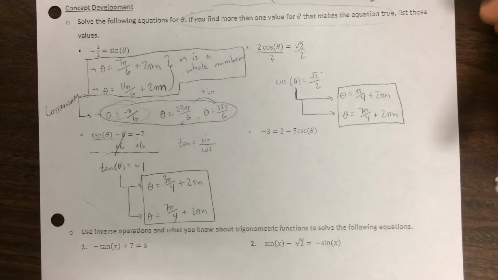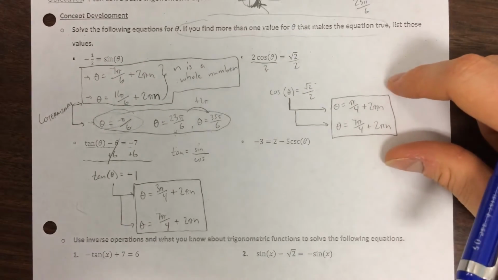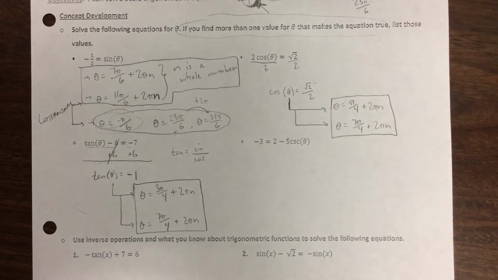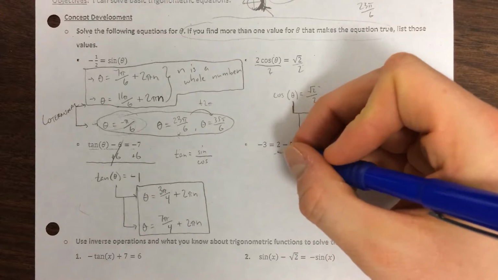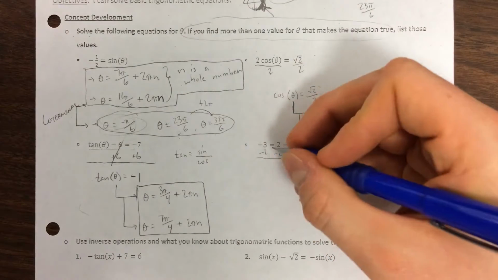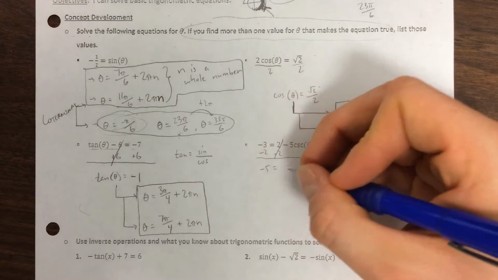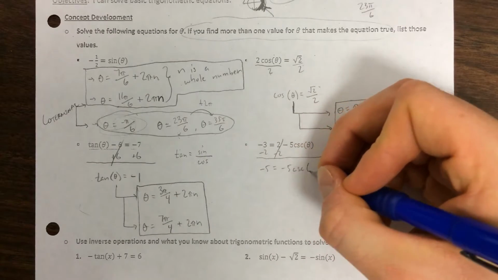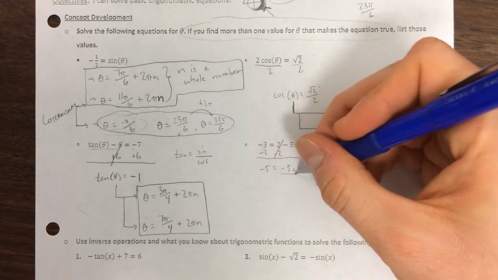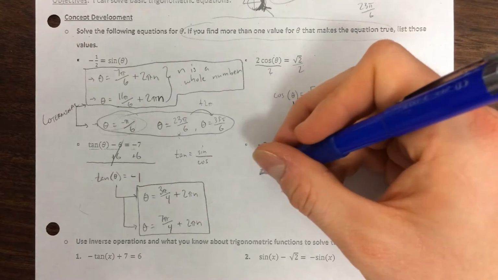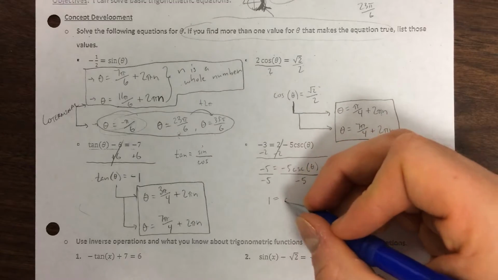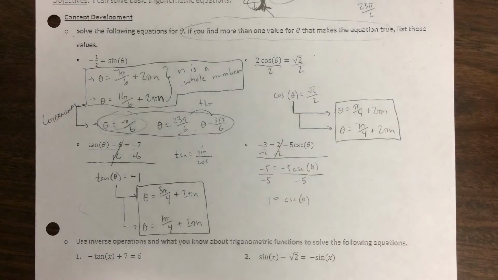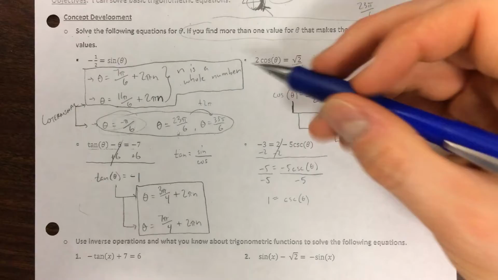All right. Real quick, and then we'll end this video and add another one. Here, if we were to solve this equation, we want to get cosecant on its own, right? So subtract 2 on both sides. Those go away. Then since it's -5 times cosecant, we would divide both sides by -5. This would be 1. We get 1 is equal to cosecant.